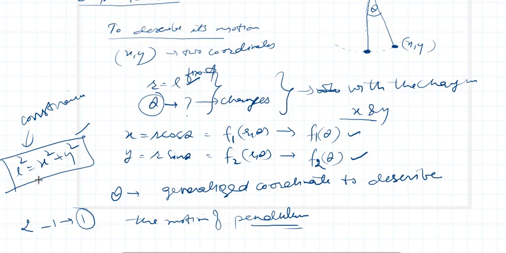Let us take another example. I talked to you in the earlier lectures that if something is supposed to move over the surface of a sphere, then only theta and phi are required to describe the motion completely, and then theta and phi are known as the generalized coordinates for the motion of some particle when it is supposed to move over the surface of a sphere.